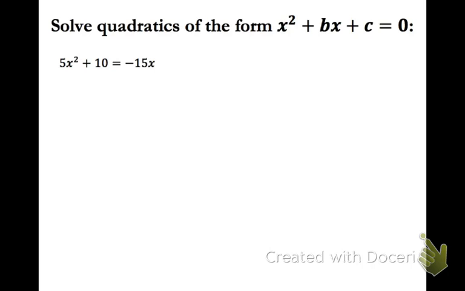Okay, next one. First thing we have to do again is set it equal to 0. So I'm going to add over the 15x. Remember, it's going to go in the middle because it always goes x squared, x, and then no x.